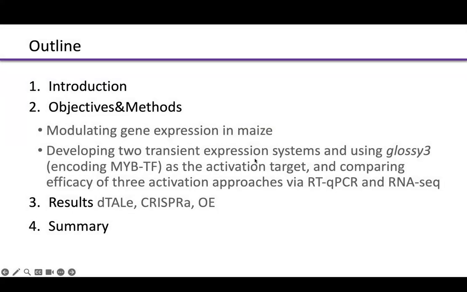Yeah. Oh, my bad. So, I will summarize three methods we are using, including the dTALE method, the CRISPR-based activation method called CRISPRa, and the canonical overexpression method.